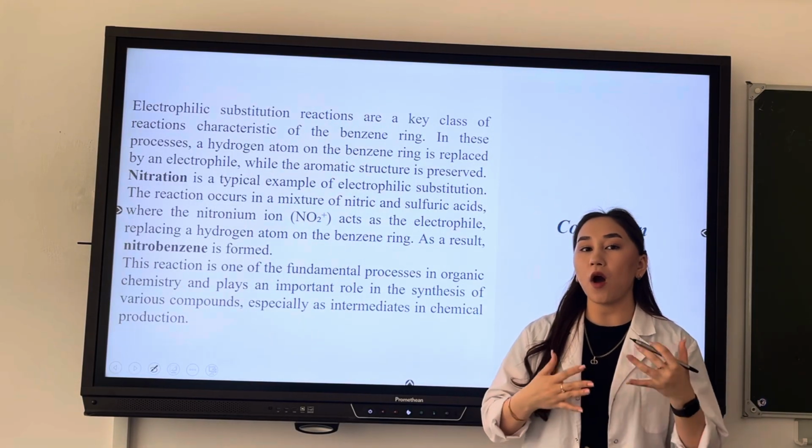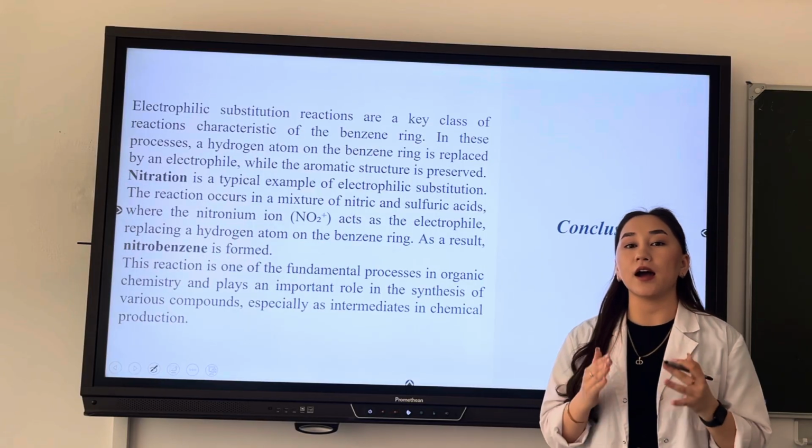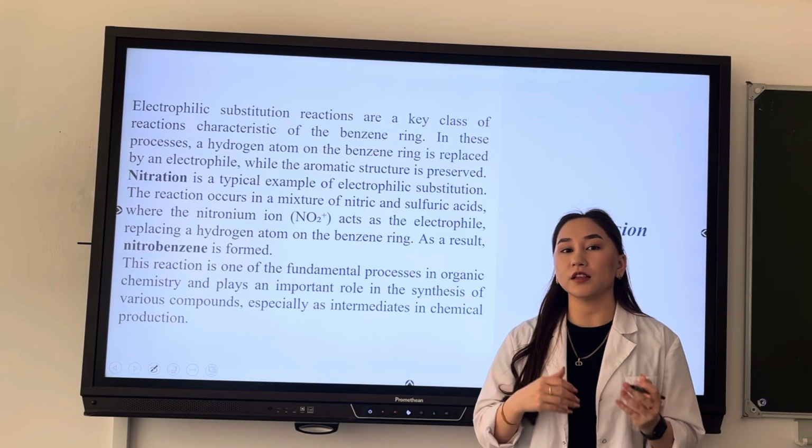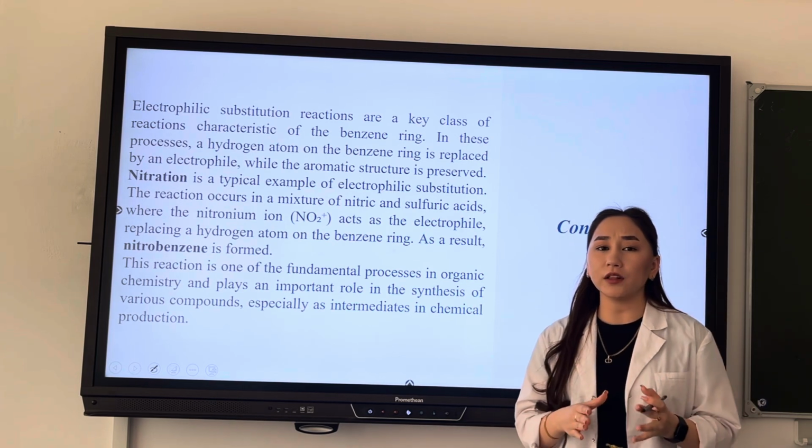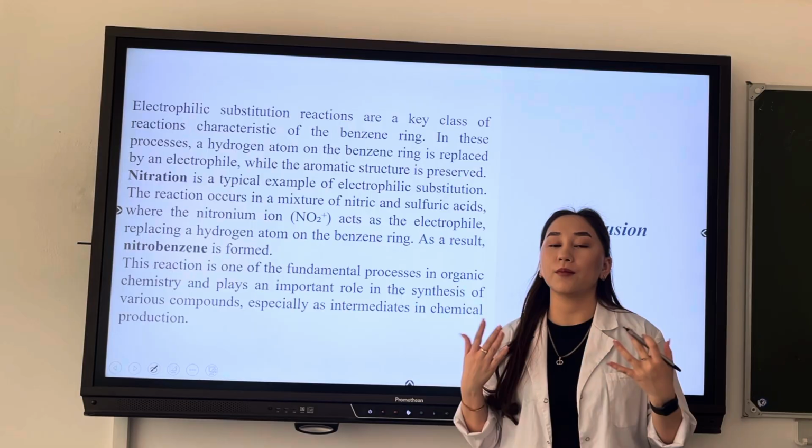This reaction is one of the fundamental processes in organic chemistry and plays an important role in the synthesis of various compounds, especially intermediates in chemical production.